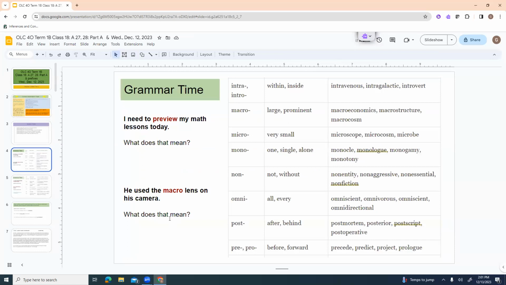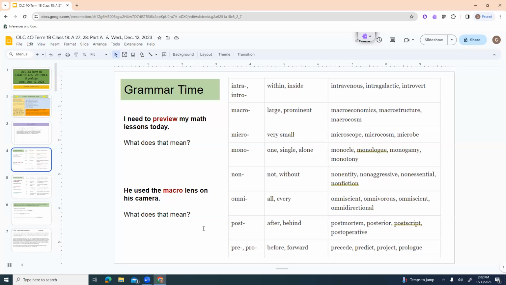Okay, so continuing with common prefixes. And again, remember we talked about how sometimes there'll be 2 that sound very different but are the same kind of meaning. And it's because English borrows from a lot of other languages. We have Greek roots, Latin roots, Norse, Germanic. So for the first one, intra or intro, both mean the idea of within or inside. So then you have words like intravenous, intragalactic, introvert.